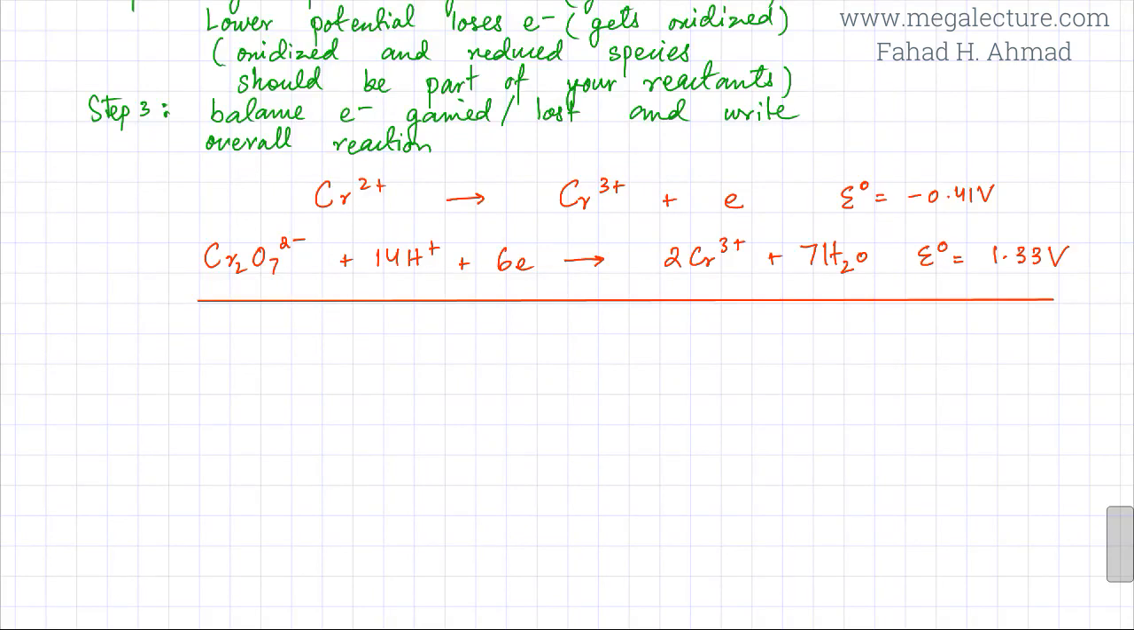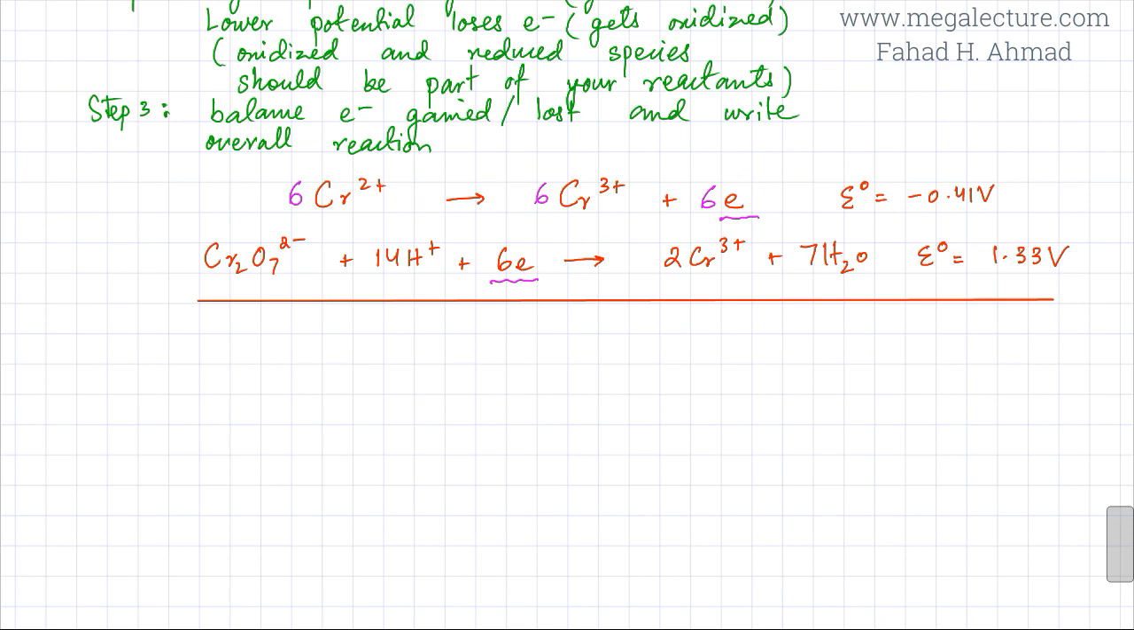and if you look at the two reactions, you will notice that the first one, the oxidation part, Cr2+ is just losing 1 electron, whereas the reduction part, the dichromate ions, are gaining 6 electrons. So 6 electrons are being gained, so 6 electrons should be lost as well. So I need to multiply the first equation by 6. If I multiply it by 6, then the number of electrons lost and the number of electrons gained become equal.